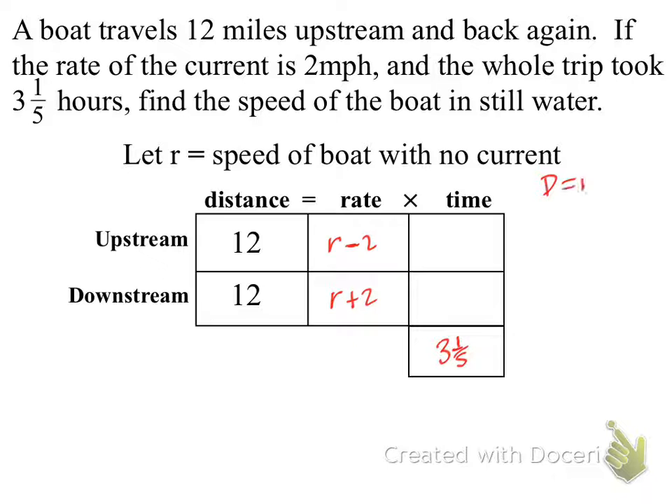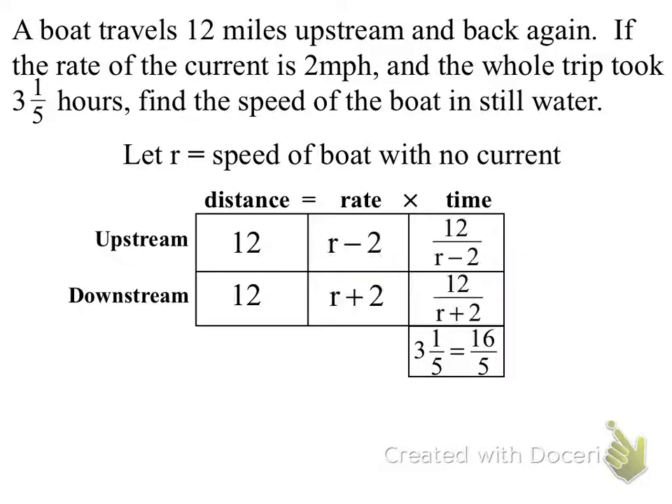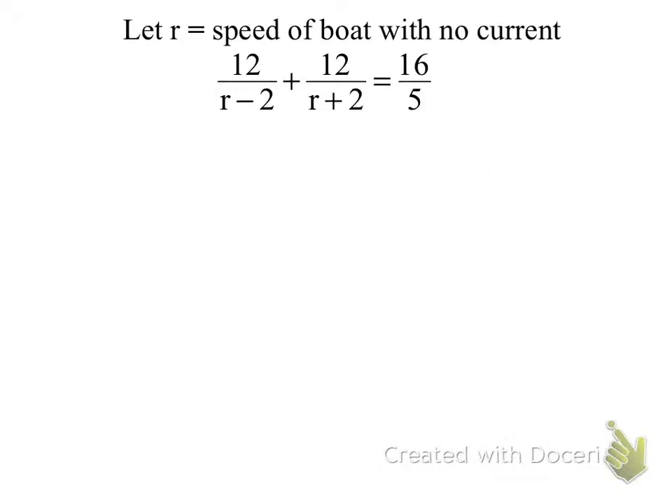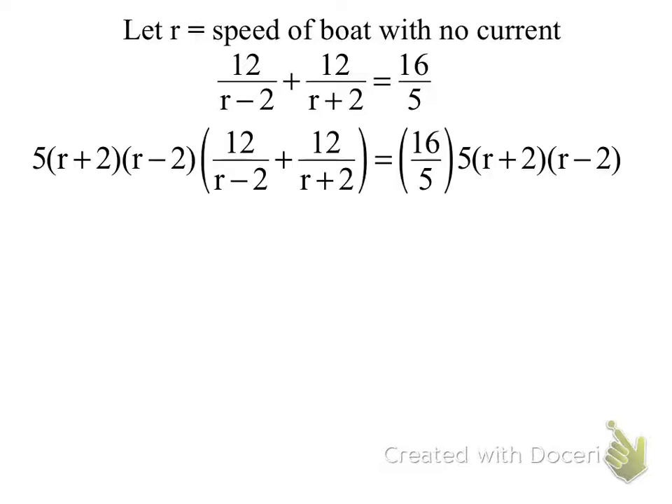Remember we said distance equals rate times time? Well, to get the time, all I have to do is divide the distance by the rate. So what's the distance? It's 12 divided by the rate, which is R minus 2, so this is 12 over R minus 2, plus 12 over R plus 2. We're adding them together, and there's our equation. Are you guys remembering this? Multiplying and clearing.